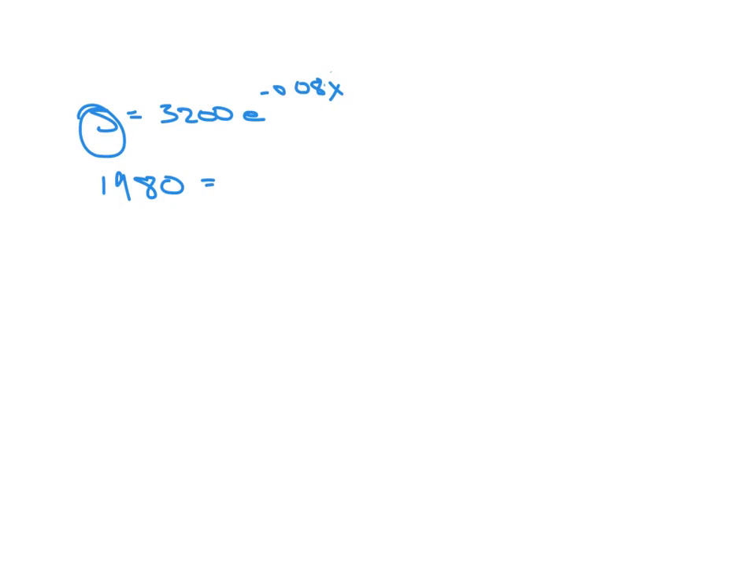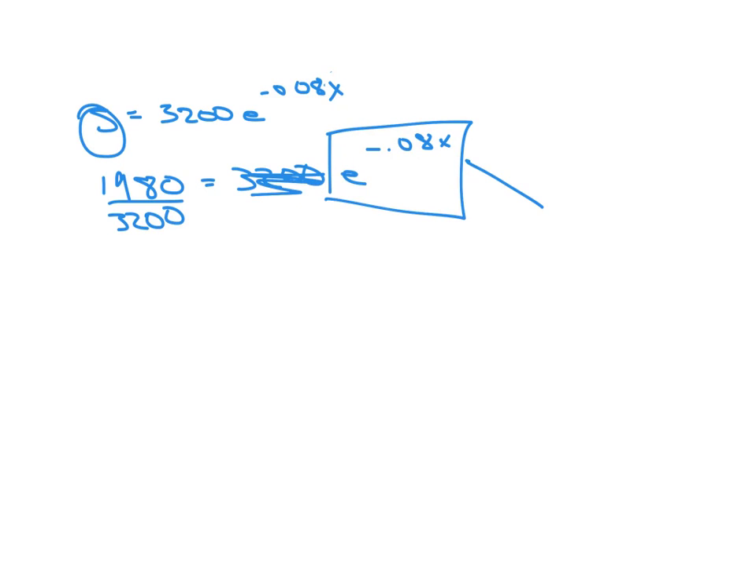And that equals our 3,200 e to the negative 0.08x. Okay? So all we're going to do now is divide this by 3,200 to get our e isolated. And once we're able to get this isolated with an x there, we're going to take the ln.